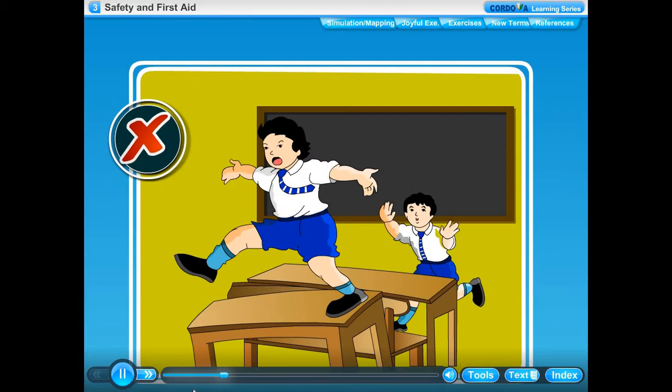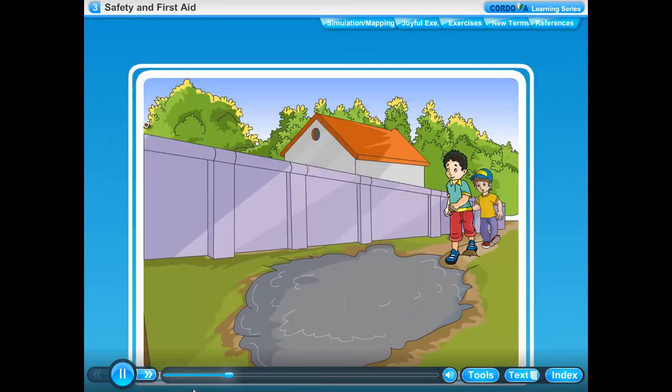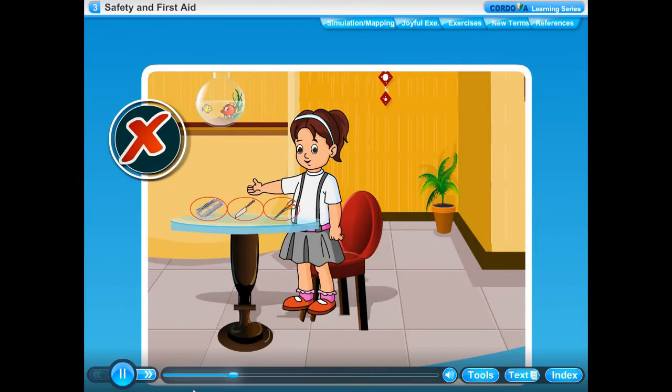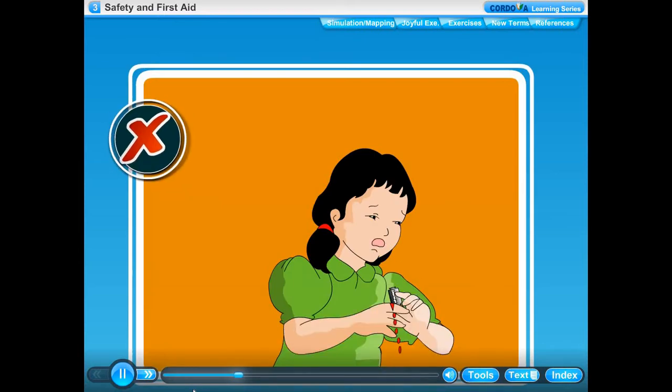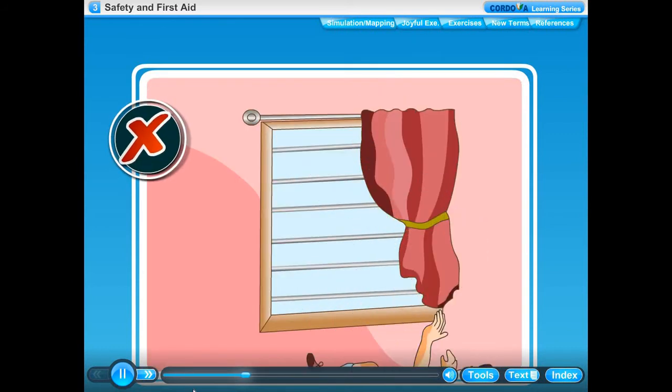Do not jump on the benches. Do not play rough games. Do not push anyone, even in fun. Don't keep sharp-edged things in your bag. Avoid using blades to sharpen pencils. Don't throw books or dusters at one another. Do not climb on shelves.